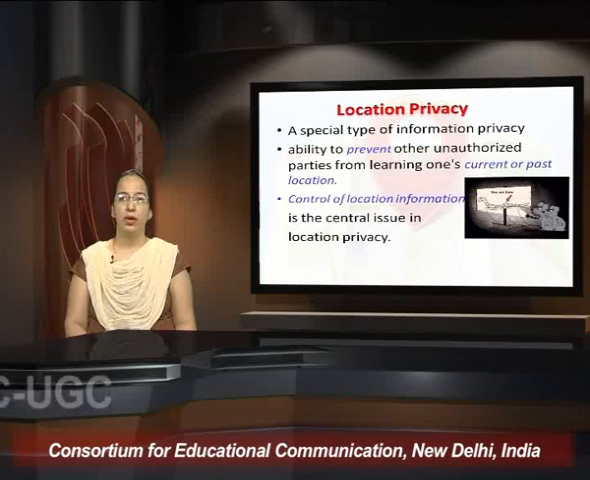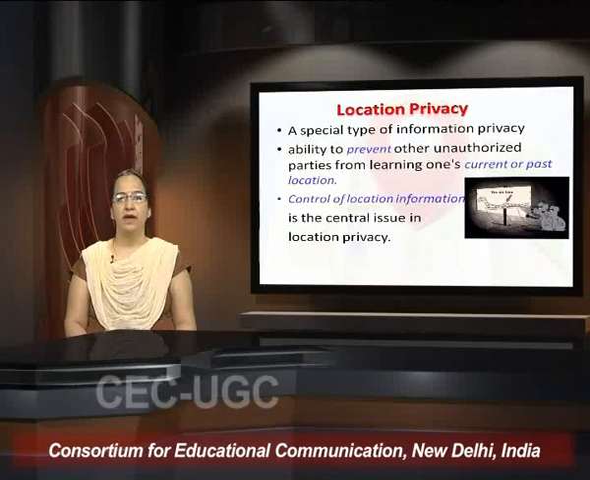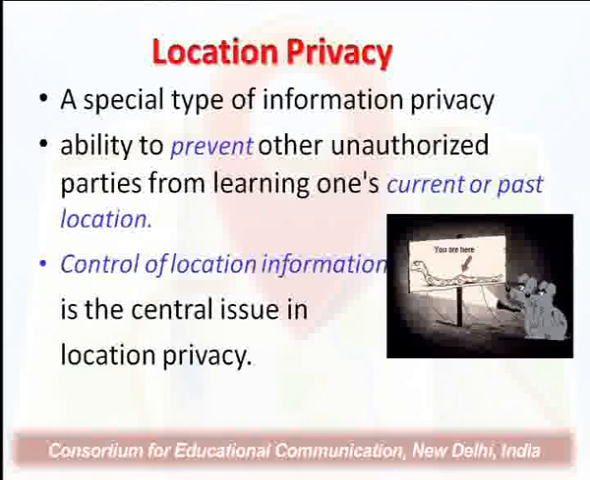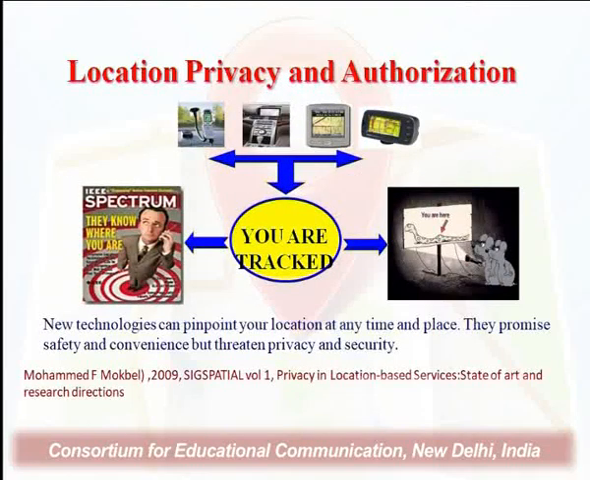Coming to location privacy. Location privacy is the ability to prevent other unauthorized parties from learning one's current or past location. So this is basically hiding or preventing access to your location. Control of location information is the central issue, or the key factor, of location privacy.